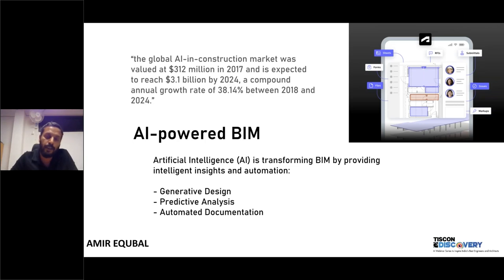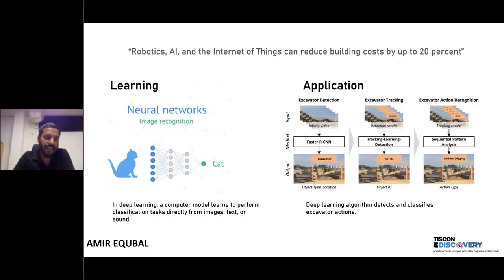Before I talk about generative design, predictive analysis, and automated documentation, I would just try to give you an idea in very simple terms how AI works and how it can affect the construction industry. If you know about machine learning, deep learning, and artificial intelligence, it is essentially not very difficult to understand. I'll try to explain it in a very simple way.